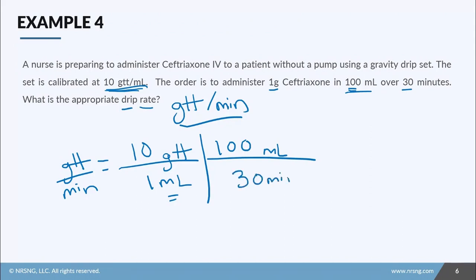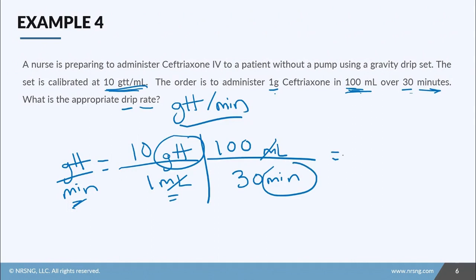Okay, so here's one little trip up place. You could also have said 100 milliliters is 1 gram. What would that have gotten you? Well, you would then have had to say 1 gram in 30 minutes and you would have duplicated. It would have been okay, but what we know here is we're looking for minutes. And so whatever gets you to that minutes faster is the way you want to go, okay? So cancel milliliters, we're left with drops per minute.